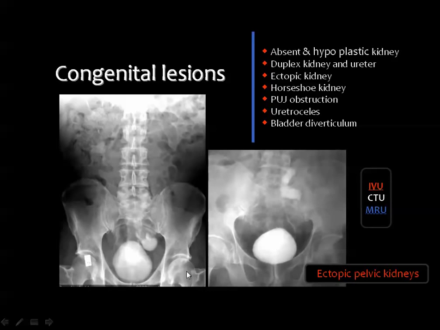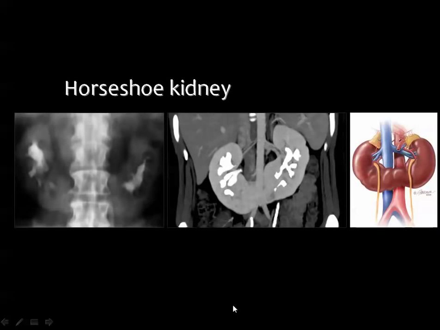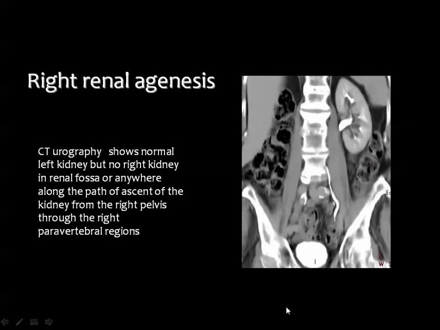These are two different cases of ectopic pelvic kidney. The left kidney is here, adjacent to the urinary bladder, and the right kidney is in its normal side. And this is another case of presacral pelvic kidney on the left side, and the right kidney is in its normal location. Horseshoe kidney is one of the frequently seen congenital anomalies in clinical practice. It can be easily diagnosed by intravenous urography and also by CT scan, as you can see in this image.